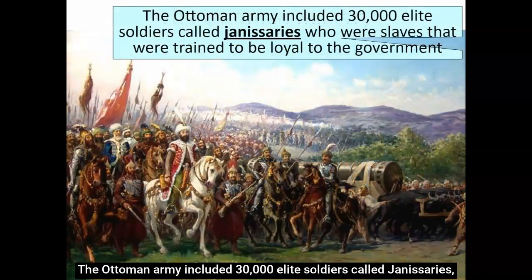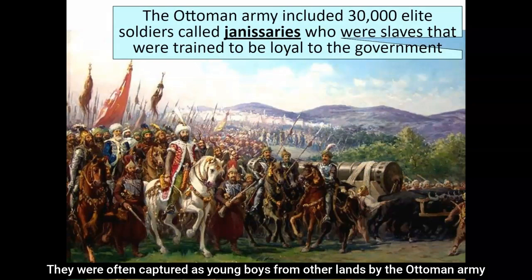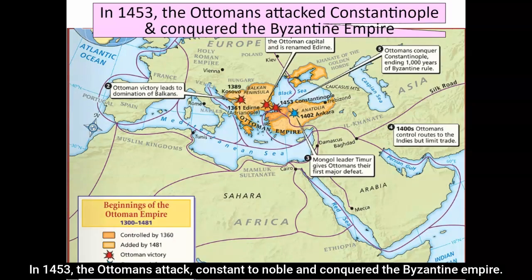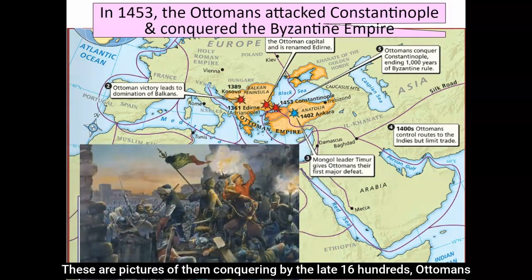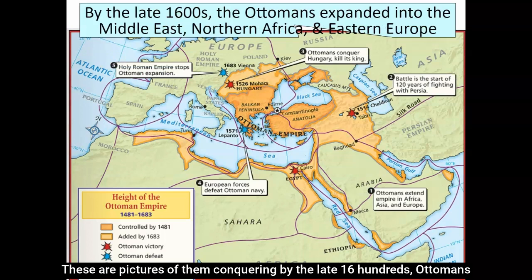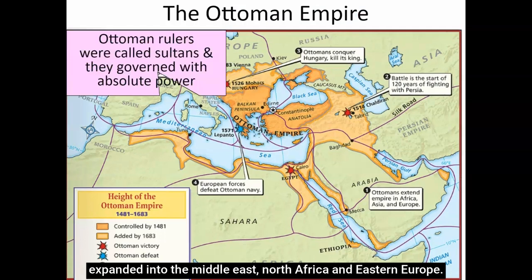The Ottoman army included 30,000 elite soldiers called Janissaries who were slaves that were trained to be loyal to the government. They were often captured as young boys from other lands by the Ottoman army and then included into the army and raised up to be loyal to the Ottoman Empire. In 1453, the Ottomans attacked Constantinople and conquered the Byzantine Empire. These are pictures of them conquering. By the late 1600s, the Ottomans expanded into the Middle East, North Africa, and Eastern Europe.